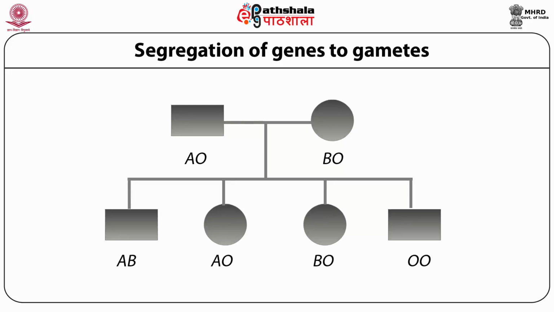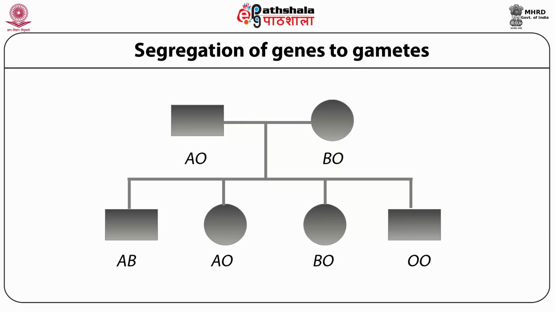This figure shows the inheritance of ABO blood group genes, which is the best example for classical genetics. Segregation of genes to gametes: for example, the probability that a gamete will receive the A allele is 0.5 from the law of segregation, and the probability that this same gamete will receive the B allele is similarly 0.5. Thus, the probability that a gamete will have a combined AB genotype is 0.5 times 0.5, equal to 0.25.